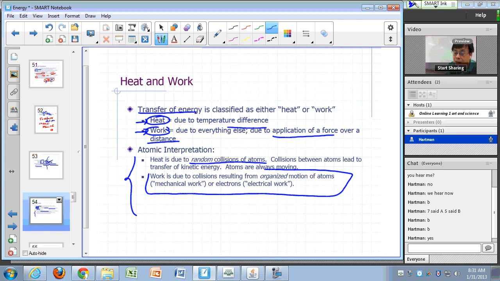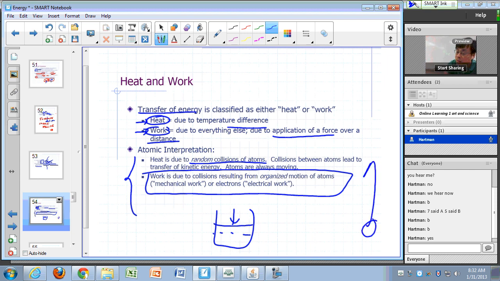Work, on the other hand, is a more organized way of transferring energy. So if there's some kind of concerted motion or synchronized motion or organized motion of atoms that leads to collisions which lead to energy transfer, then you call that work. For example, if you squeeze a sample of gas, you push on it, you're doing work on it. If you're lifting an object, there's a synchronized, concerted motion of the atoms that causes the object to get lifted. That's an example of what we call mechanical work.